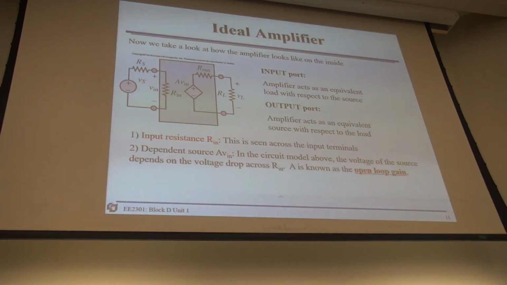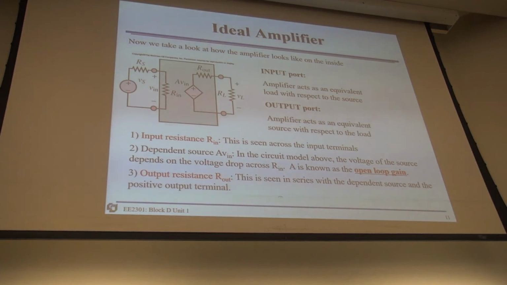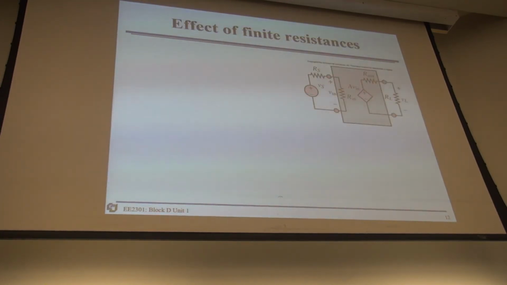Any questions so far? Easy, right? But you need to follow me. The reason we introduce open loop here is that in the later part we have closed loop gain. So listen carefully. Output resistance R out, this guy here, is called the output resistance of our amplifier. This is seen in series with the dependent source and the positive output terminal. This is standard notation, so don't argue, don't ask.